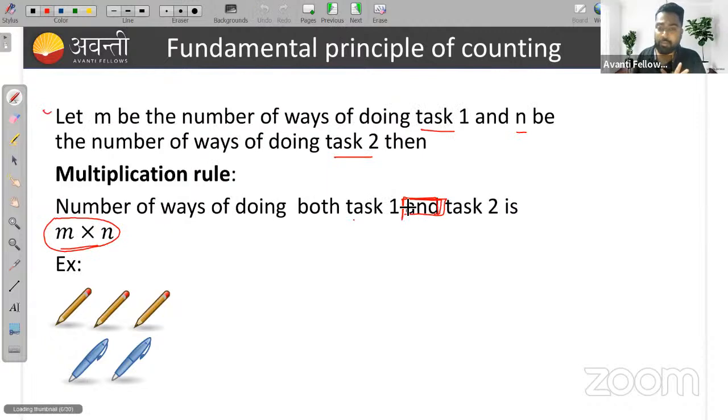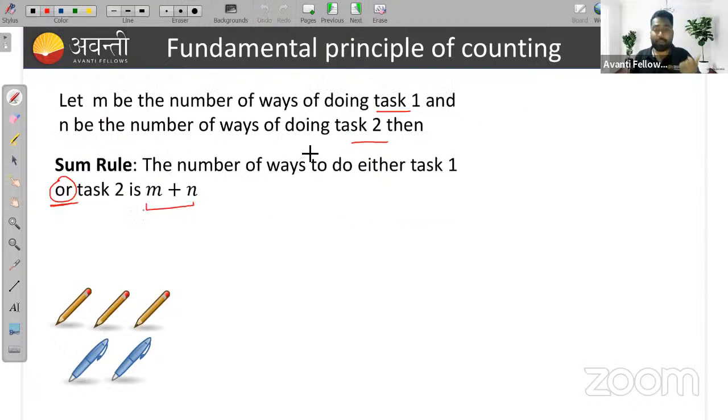When we are using the word "and", we are using the multiplication rule, where both the tasks occur and we are counting both the tasks. But in the case of the sum rule, we are doing either task 1 or task 2. We are using the word "or". That's why we are taking the summation. I hope this is clear to all of you.